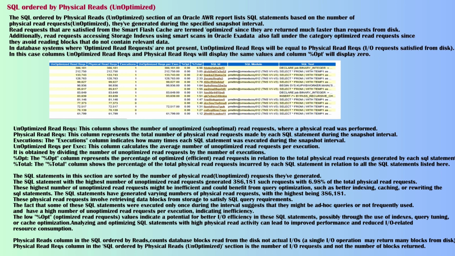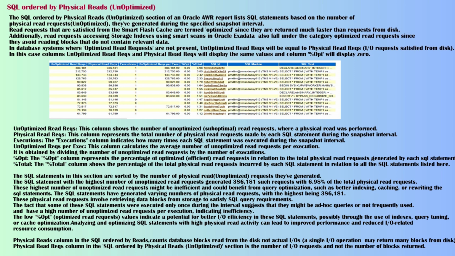The SQL statements in this section are sorted by the number of physical read, unoptimized, requests they've generated. The SQL statement with the highest number of unoptimized read requests generated 386,181 such requests and 6.98% of the total physical read requests. These highest number of unoptimized read requests might be inefficient and could benefit from query optimization, such as better indexing, caching, or rewriting the SQL statement.